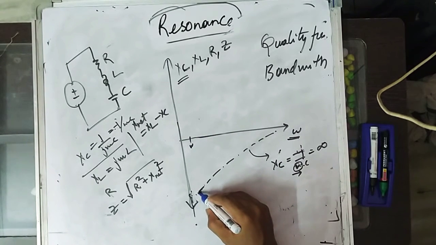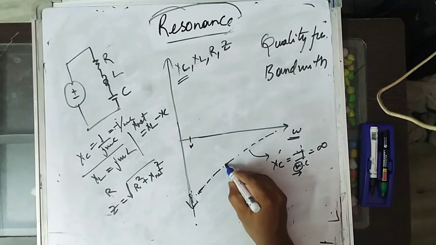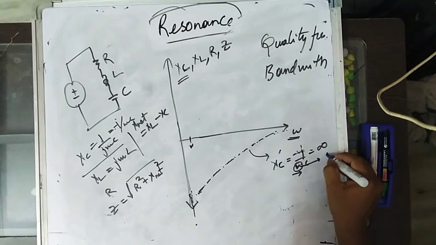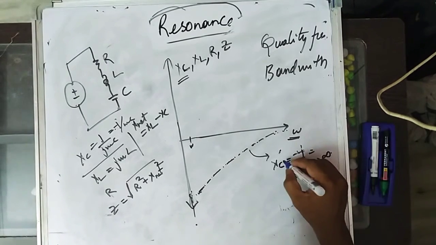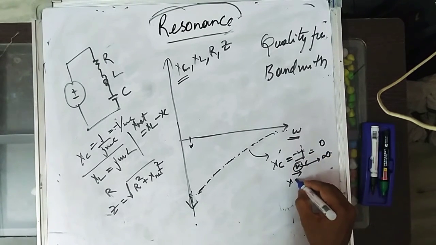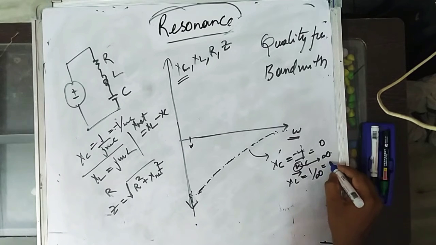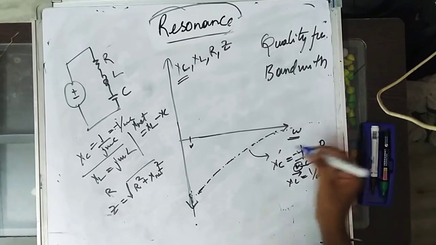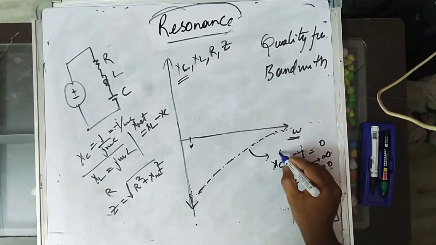So if you increase the frequency, the reactance of the capacitor is reduced towards 0. If you increase omega to infinite value, then Xc will become 0. So Xc equal to 1 by infinity will become 0. It will become 0, but it will decrease like this only. Okay, this is the Xc value.